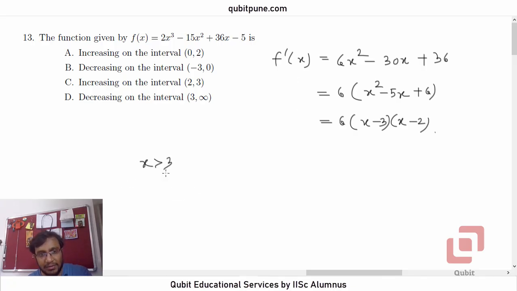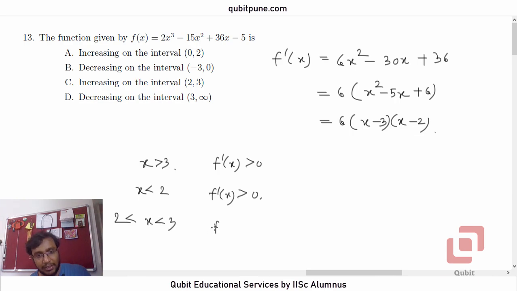Now let's consider a value of x which is greater than 3. This is where f dash of x is positive, because everything is positive. And if we consider a number which is less than 2, even then x minus 2 will be negative, x minus 3 will be negative, so again the function will be increasing. And when x lies between 2 and 3, the function will be decreasing, because x minus 3 will be negative and x minus 2 will be positive in that range. You have to pick the option correctly.